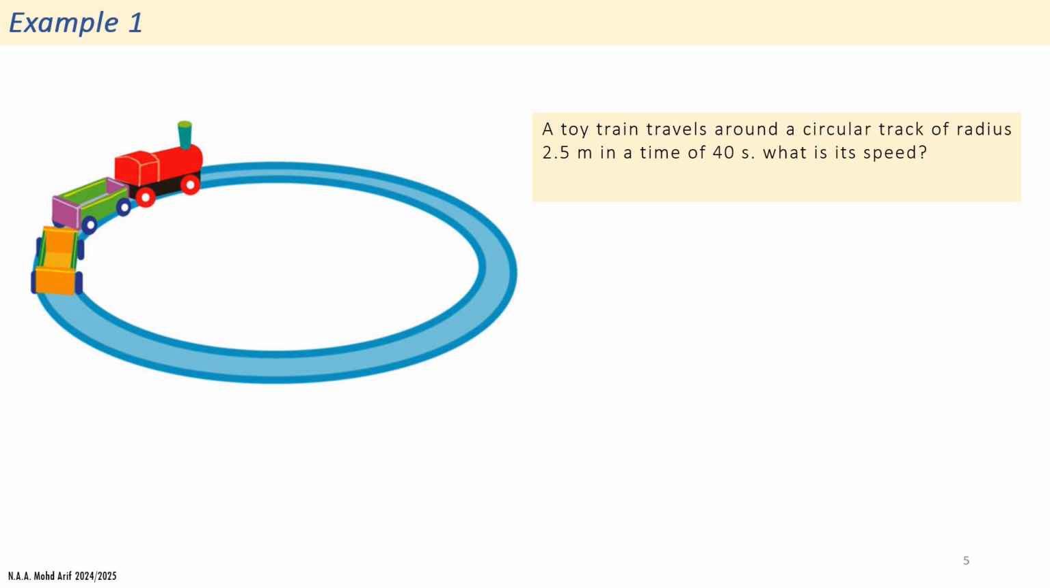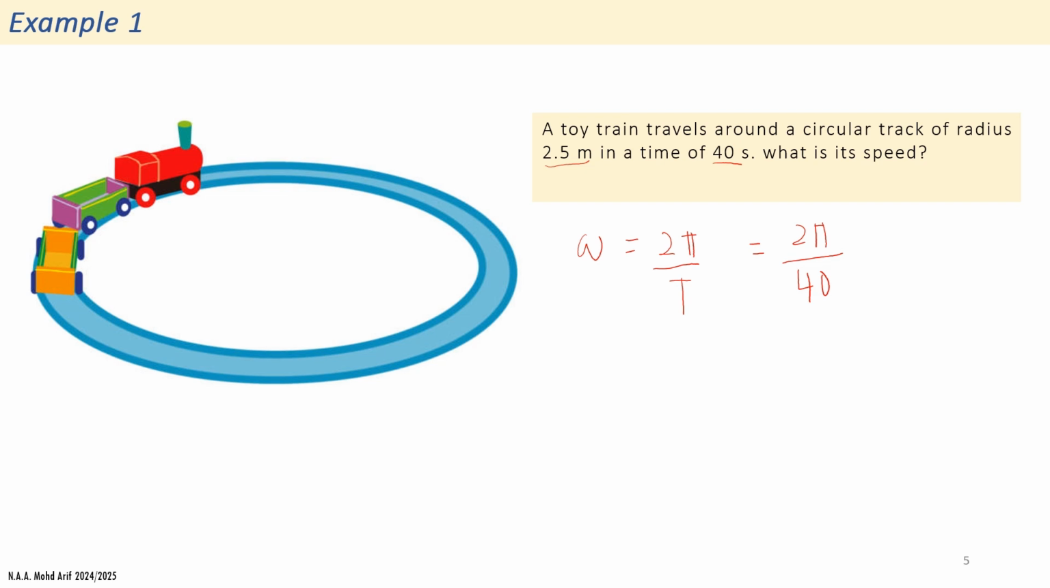Okay, look at example 1. A toy train travels around a circular track of radius 2.5 meters in a time of 40 seconds. What is its speed? So the first one, we can calculate for the angular speed. So ω equals 2π divided by T. We know that 2π is 1 complete revolution, divided by T, and T is 40 seconds.